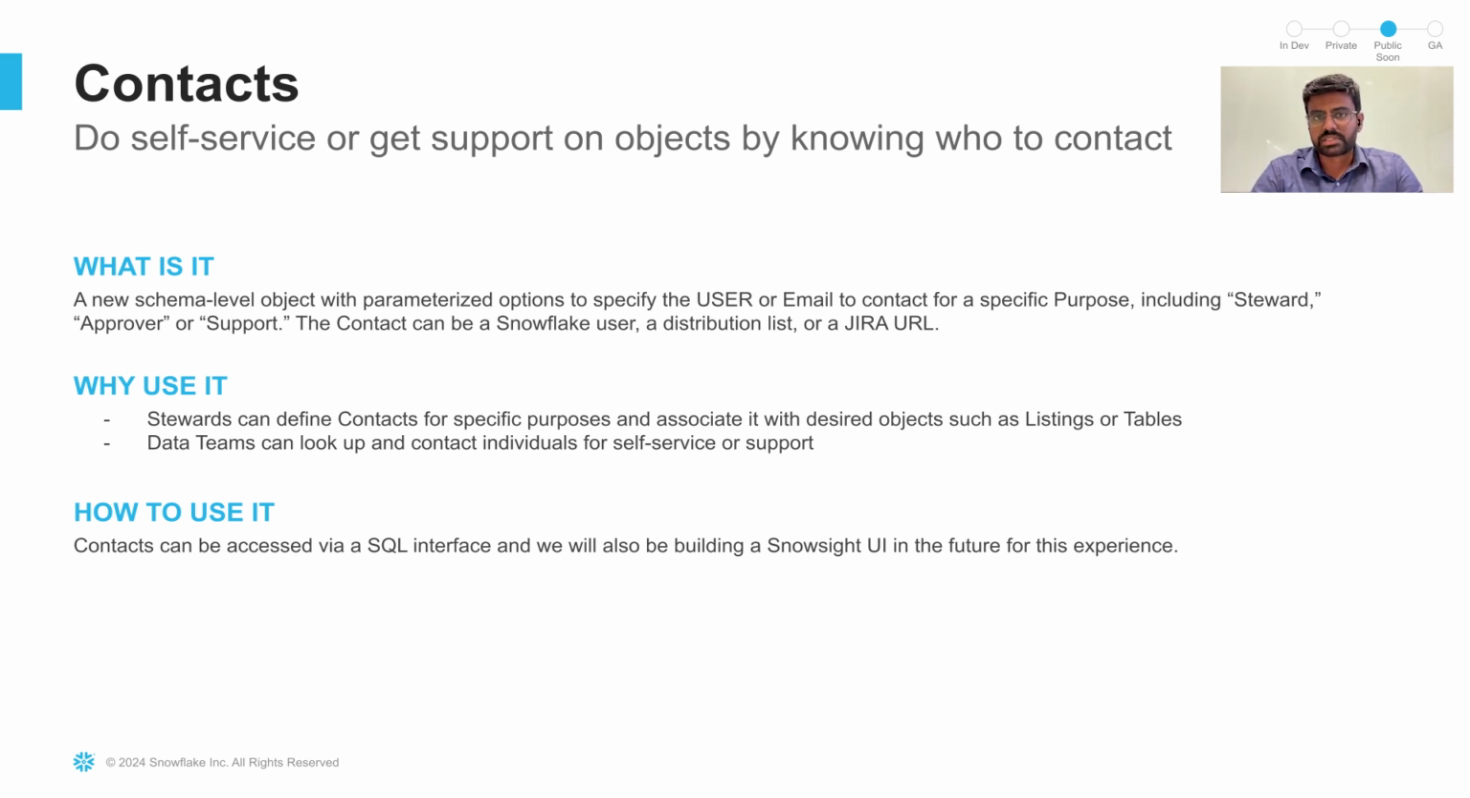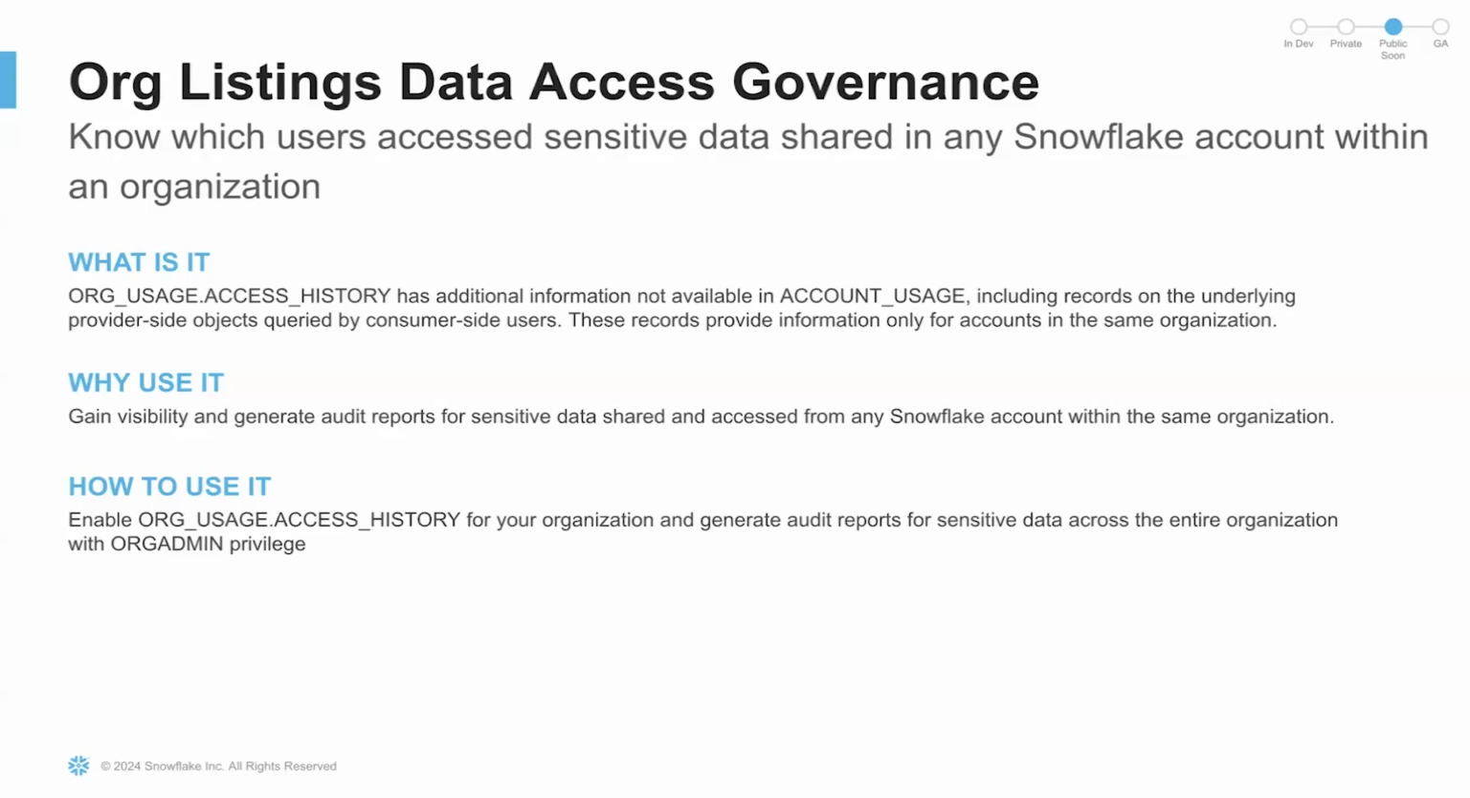I mentioned earlier that Horizon Catalog spans across multiple Snowflake accounts within your organization. This means that your assets on any Snowflake account within your organization can be easily discovered and accessed from any Snowflake account within the same organization. Organizational listings is a new concept that enables you to do this easily. Sanjay will tell you more about org listings shortly.